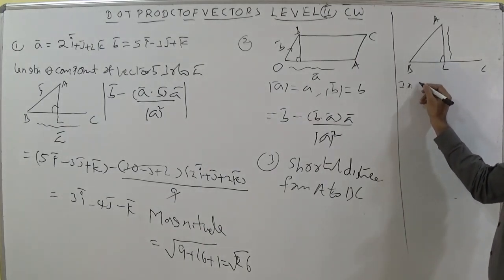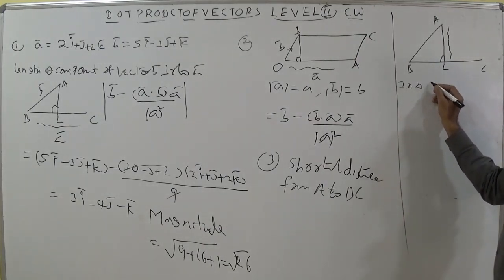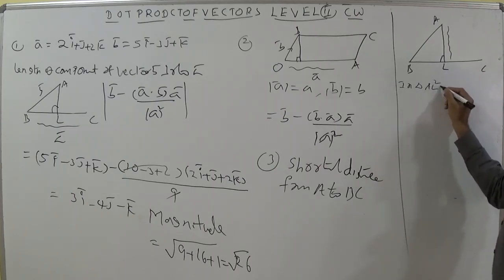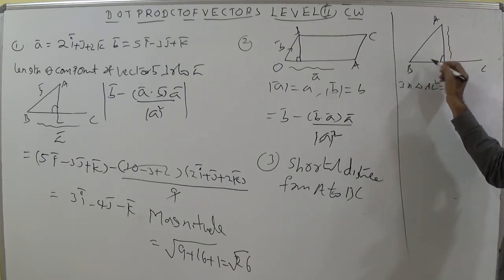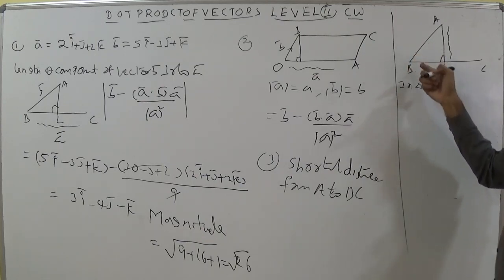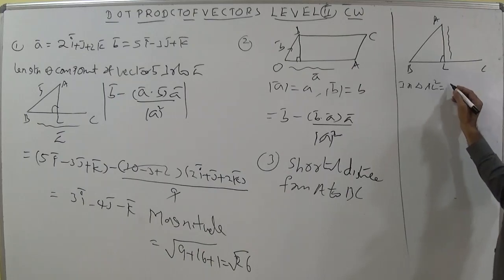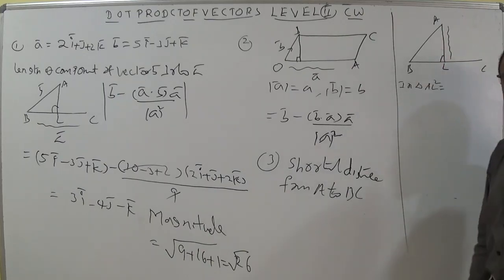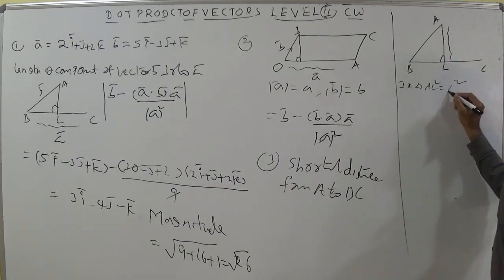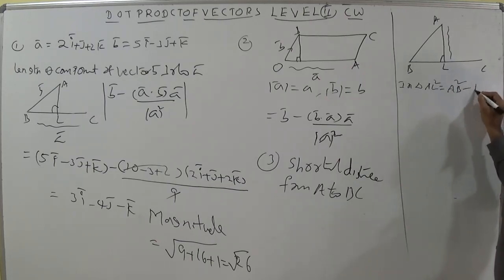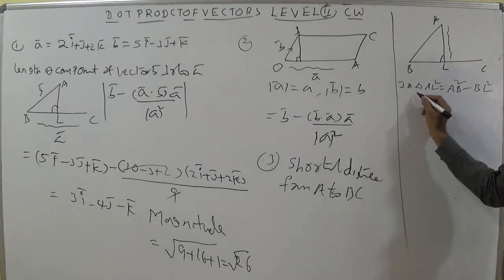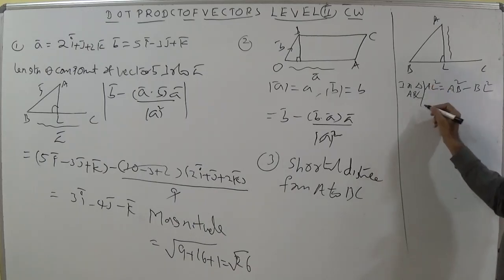We can write here in the right angle triangle, AL square is equal to, here this is the hypotenuse, and these are the other two sides. So the square of the hypotenuse is equal to the sum of the squares of the other two sides. Then AB square is equal to AL square plus BL square. Then you can write AB square minus BL square. So in triangle ABL, AL square is equal to AB square minus BL square.